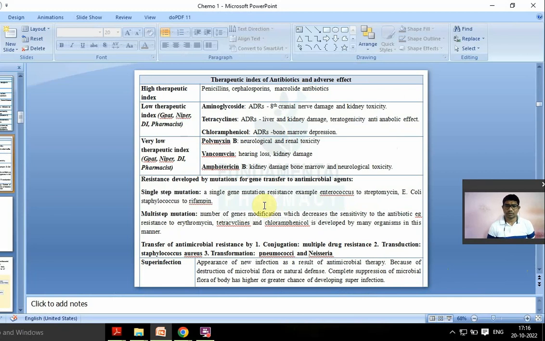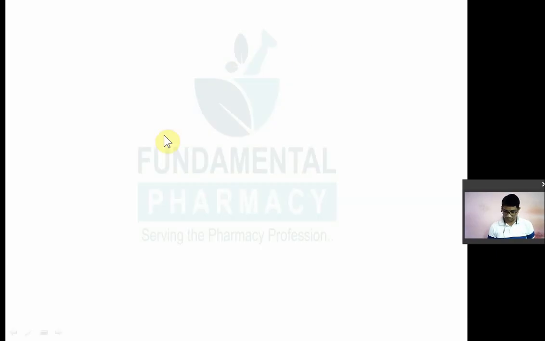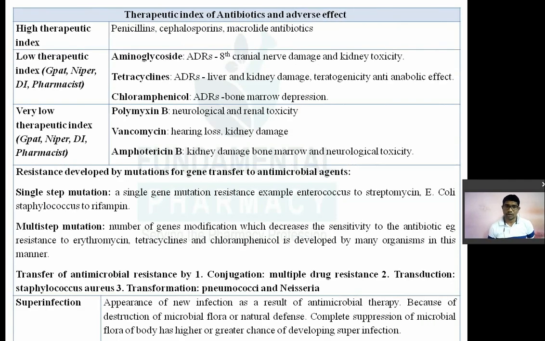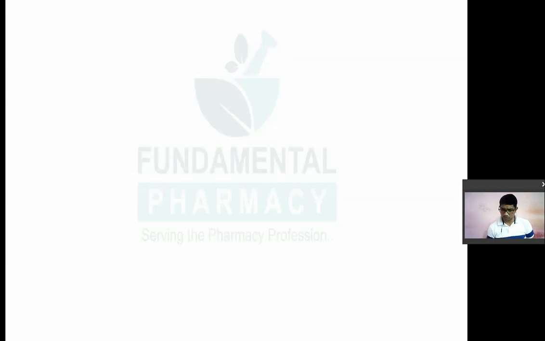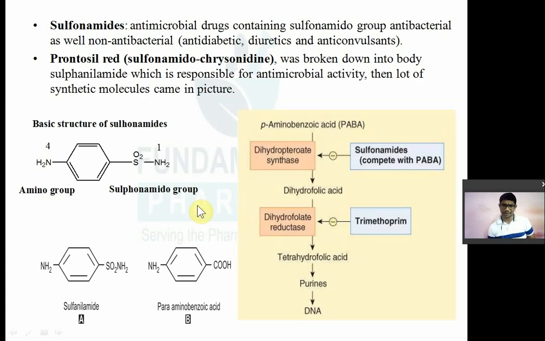We have seen. Then what do you mean by narrow therapeutic index? What do you mean by high therapeutic index antibiotics? We have seen that. How there is a resistance to antibiotics, superinfection, etc. So these all are the preliminary information regarding the antimicrobial drug therapy. So we have seen this in the last session. So today we are going to start our sulfonamides or sulfur drugs.